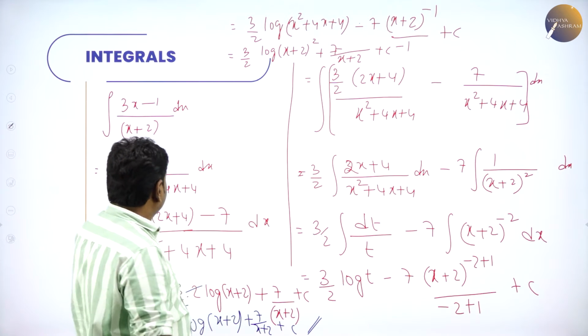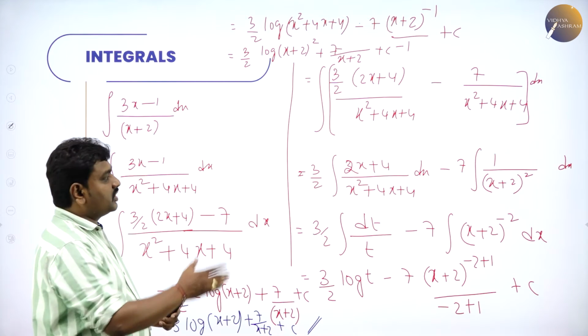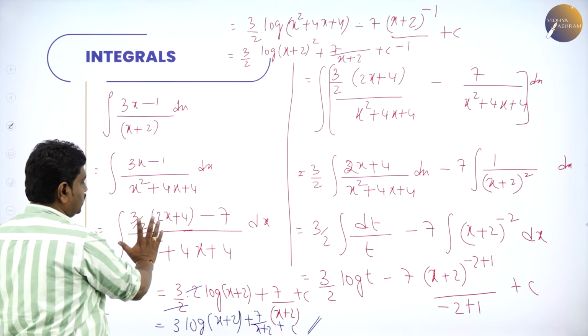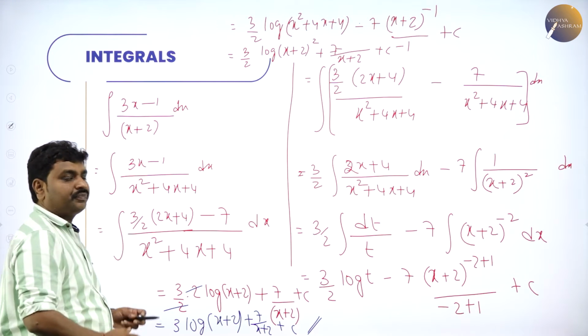But here, numerator by denominator, linear equation by quadratic equation method, and split this. So this part, this 3 by 2 into 2x plus 4 divided by denominator minus 7 by denominator.